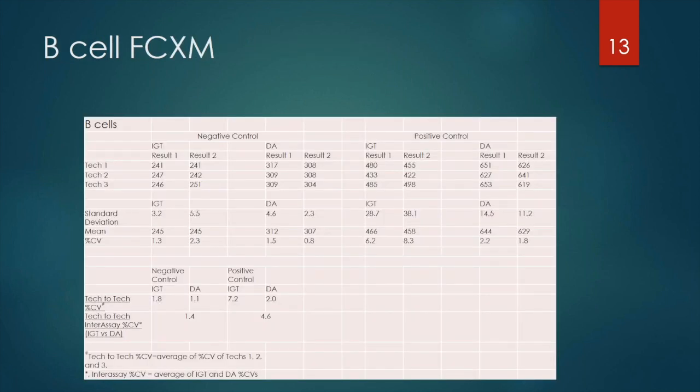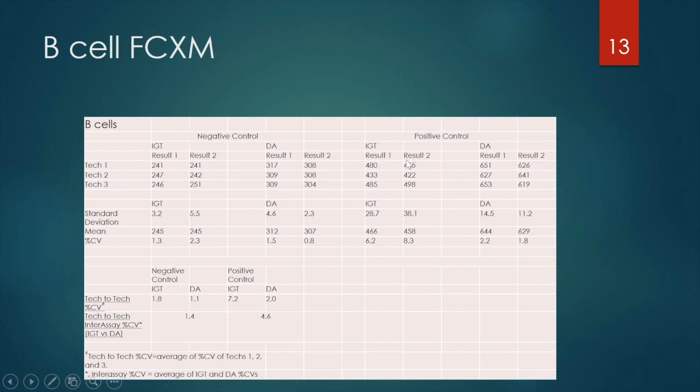I'm showing you B-cell flow cytometry crossmatch results. So these are negative control results, and these are positive control results. This is IGT, this is DSL. Result 1, result 2 would mean this is a duplicate. And the results of tech 1, tech 2, and tech 3 are like this. So if you see the negative control, again, the values are close for the IGT method as well as for the DSL method. They are very close.